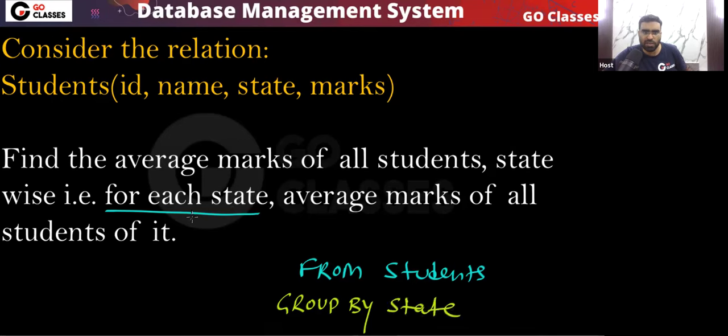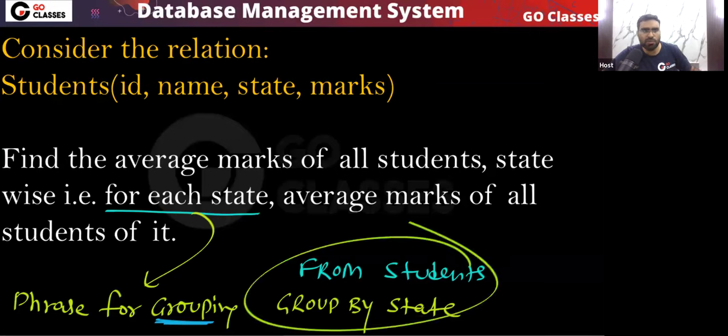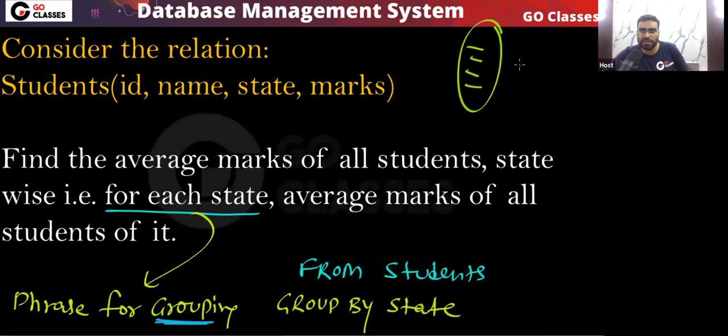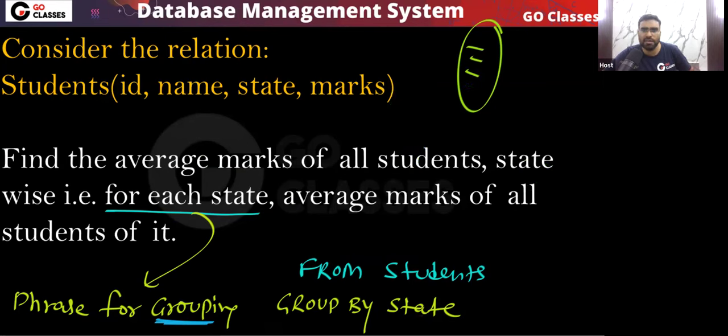Yes or no? Because "for each state" tells you grouping. This is the phrase for grouping. This is giving you the idea of grouping: for each state is the phrase for grouping. We are creating groups based on state. Now, what will this do? This will create groups based on state. This is the group of Rajasthan, this is the group of Tamil Nadu, this is the group of Maharashtra, and so on. Is this clear? So, based on state, groups are created.